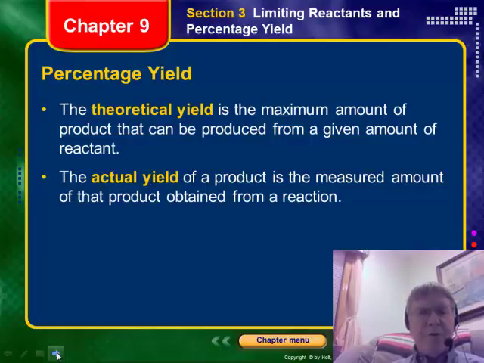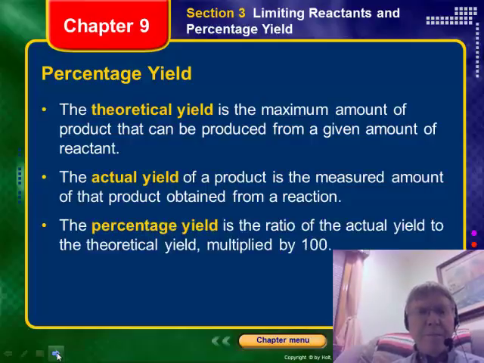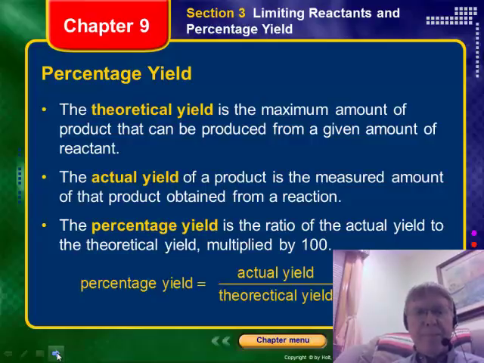When you go in a laboratory and carry out the reaction, the actual yield is the amount that you really get. And there's a number of reasons for this. We'll cover those here in a little bit. But the actual yield is usually less, and it may be significantly less than the theoretical yield. The percentage yield is the ratio of actual to theoretical. In other words, it's the actual yield divided by the theoretical yield times 100 to make it a percentage. And so you see that equation here. Percentage yield equals actual yield divided by theoretical yield times 100.